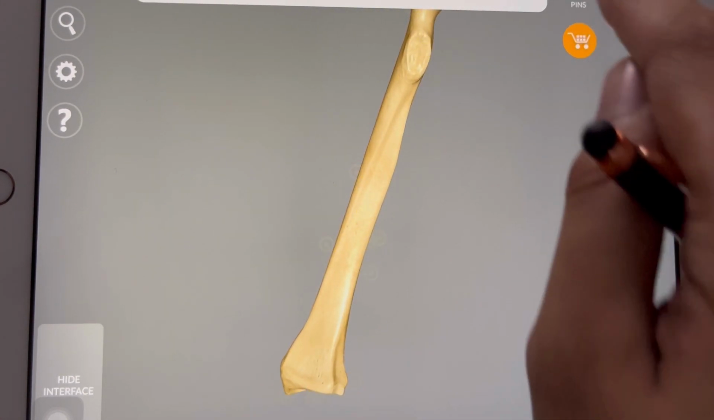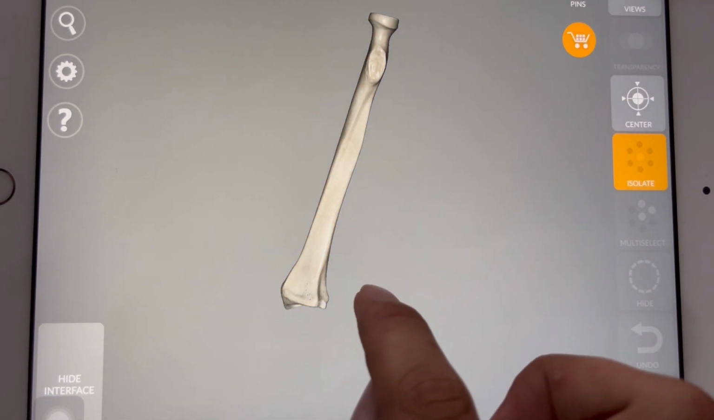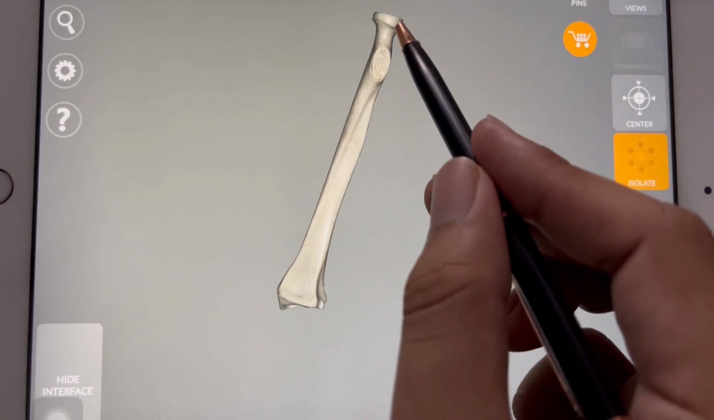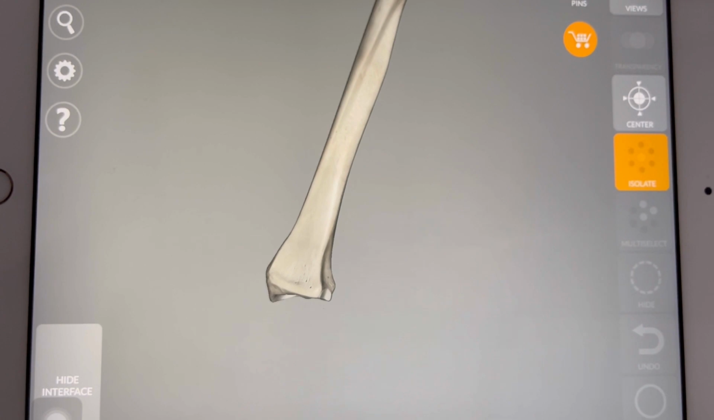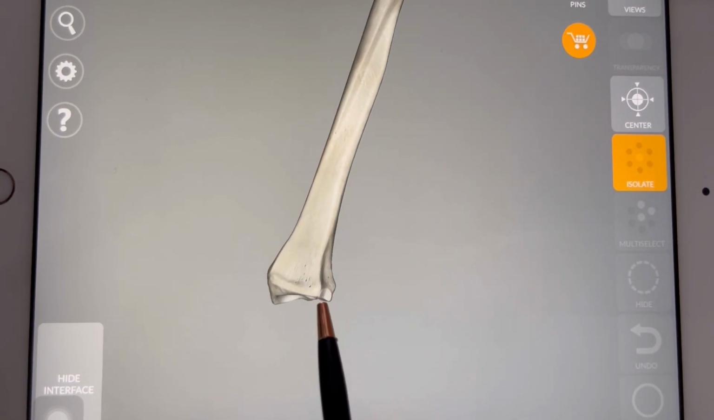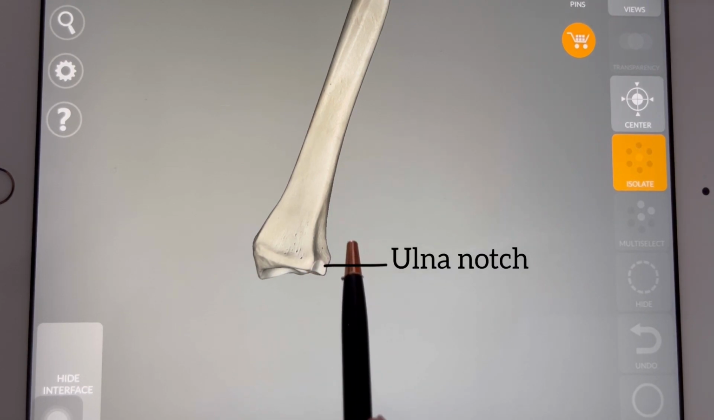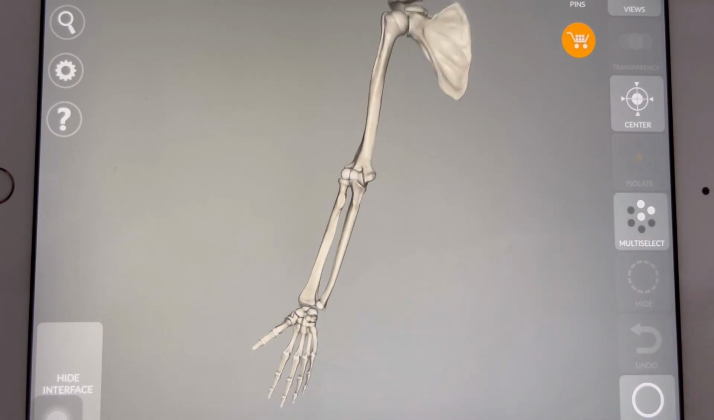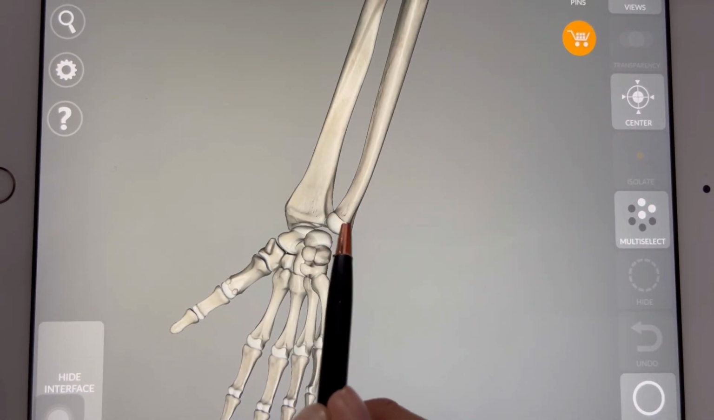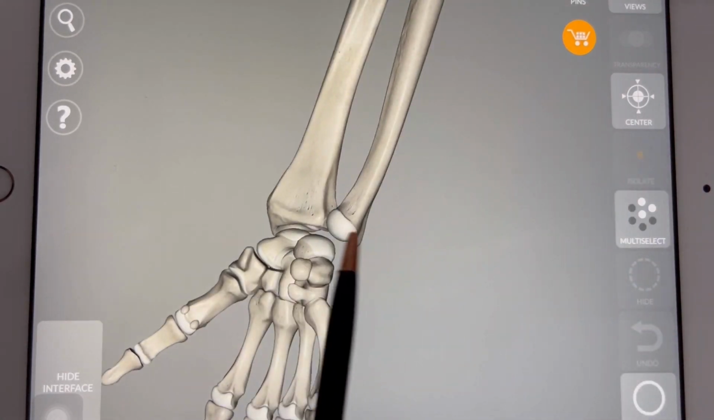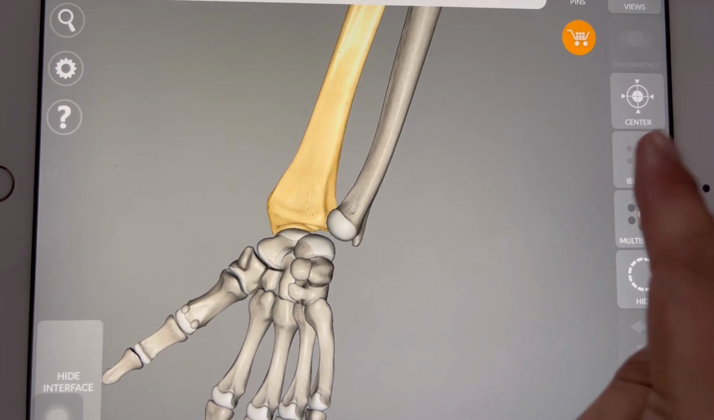Now moving toward the distal extremities. In the distal extremities, at the medial side of the radial bone, we have a slight depression which is called ulnar notch. At this area, the head of the ulna articulates. As you can see, this is the head of the ulna, and it articulates here at the ulnar notch of the radius bone.